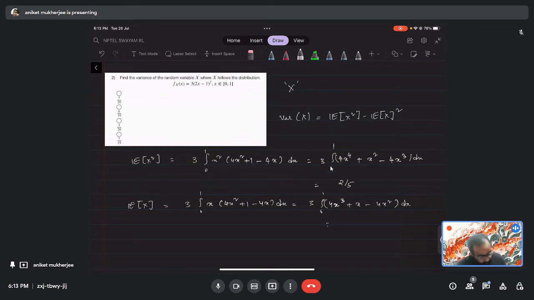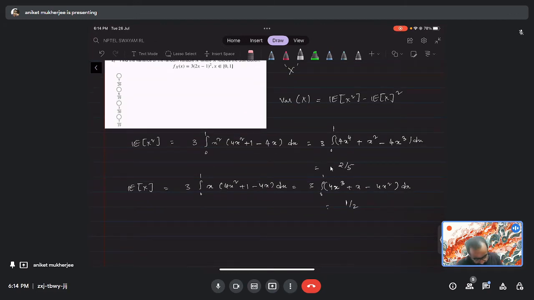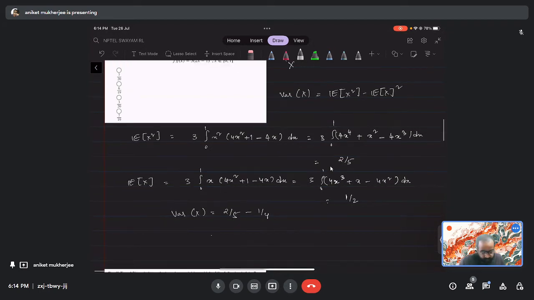So this value turns out to be 1 by 2. Now putting it in the variance of x equation, we get 2 by 5 minus (1 by 2) whole square. So you get this to be 3 by 20.